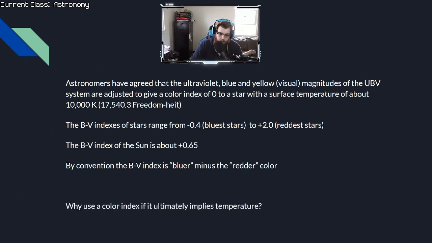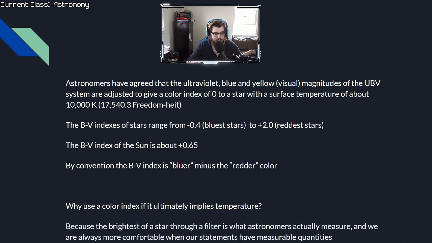Now, why would we use a color index if it ultimately implies temperature? Well, that's just because the brightness of a star through a filter is what the astronomers actually measure. And we're always more comfortable when we have something quantifiable to talk about. So we want to talk about the brightness, not necessarily the temperature, but the brightness of the star so we can hopefully find out what's going on with the energy in that star. Which, there we go.